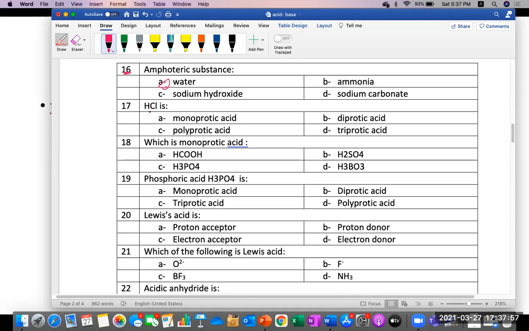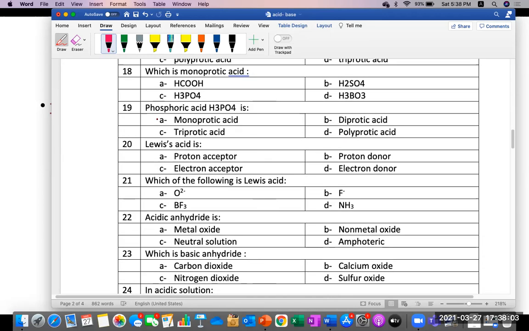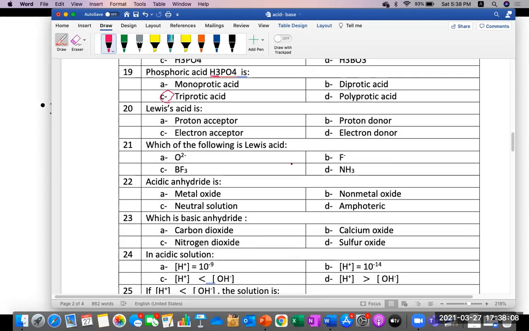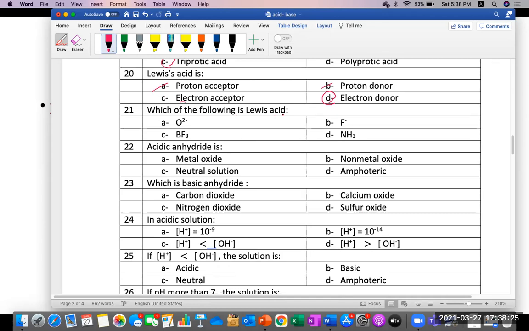HCl has only one hydrogen, so it is a monoprotic acid. Phosphoric acid, which is H3PO4, has 3 hydrogens, so it is a triprotic acid. Lewis is talking only about electrons, so we can take A or B, or be wrong. We need to accept electrons or donate, so the acid will accept for Lewis. Which of the following is a Lewis acid? A Lewis acid has a deficiency of electrons, so it can take electrons. This one has more electrons, this one has more electrons, and NH3 has a lone pair of electrons, so it will be BF3.